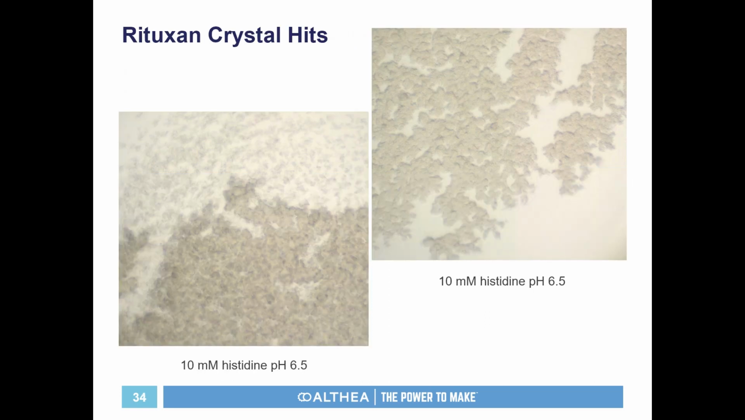Here are some examples of some crystal hits found from the Rituxan experiments. Again, these are nothing that's ready to just throw in a formulation right away. We would use these hits and optimize them so that we can get the crystals that we desire when we're wanting to move forward as our batch scale increases.